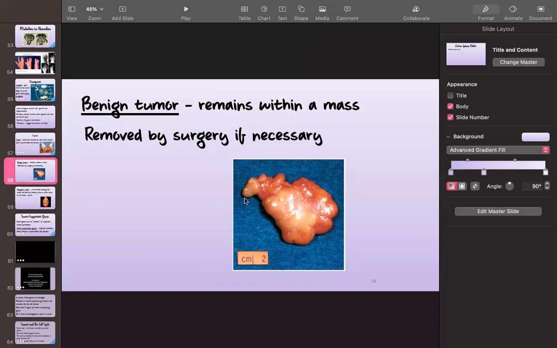Now, one of the things that I want you to notice about this picture of a benign tumor is that the edges are smooth. You see how nice and smooth these edges are? That is characteristic of a benign tumor. And it can be removed by surgery if necessary.